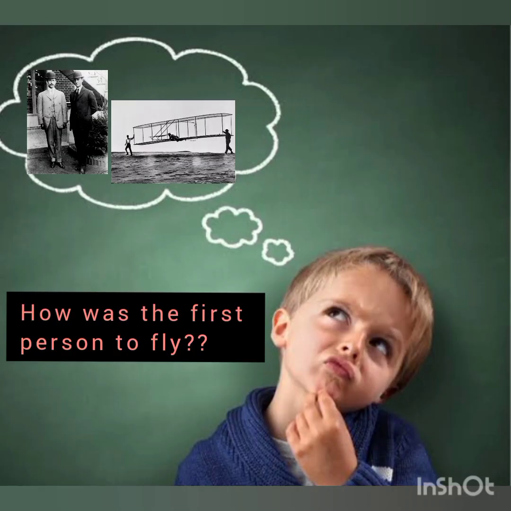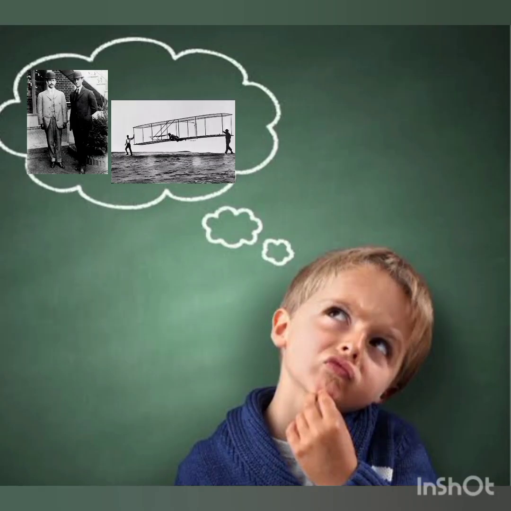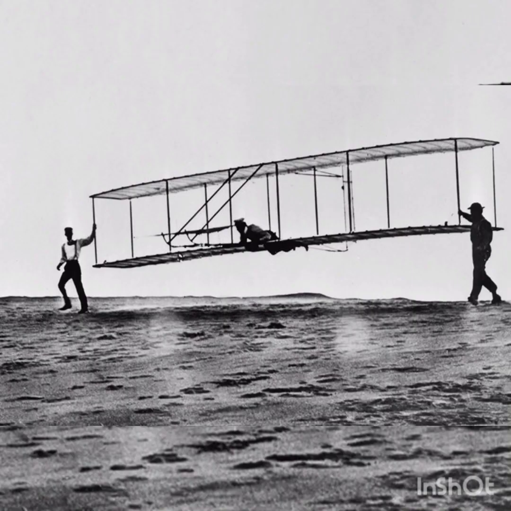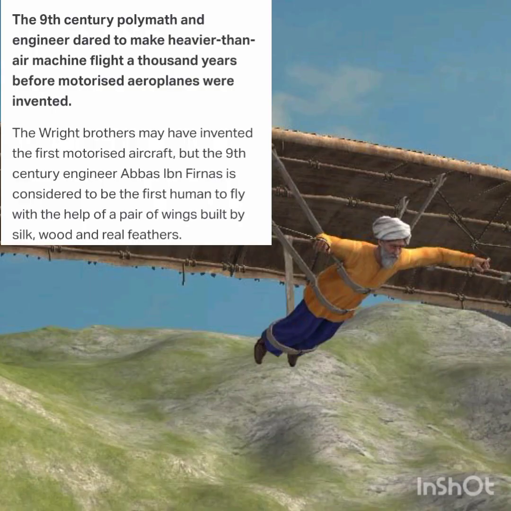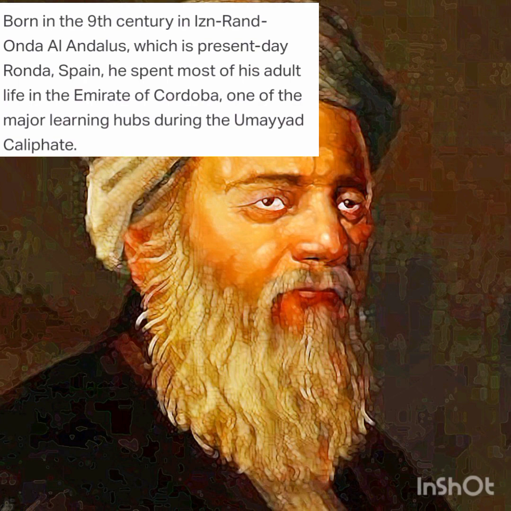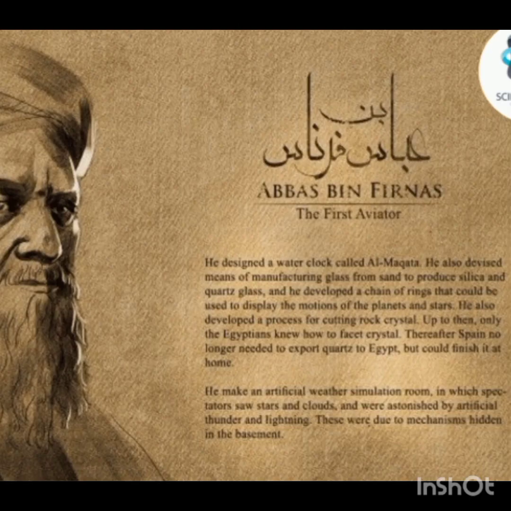So, if I ask you who was the first person to fly, your answer would be the Wright brothers' aeroplane. But that is not correct. Because the Wright brothers may have invented the first motorized aircraft, but the 9th century engineer Abbas ibn Firnas is considered to be the first human to fly. He flew with the help of a pair of wings built from silk, wood and real feathers, which were heavier than our aeroplane. He was born in the 9th century in Izn-Rand-Onda, which is present-day Ronda, Spain. He spent most of his adult life in the Emirate of Cordoba. He was an inventor, aviator, engineer, poet, physician, astronomer, musician and chemist.